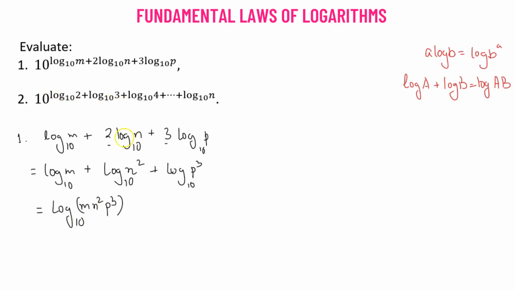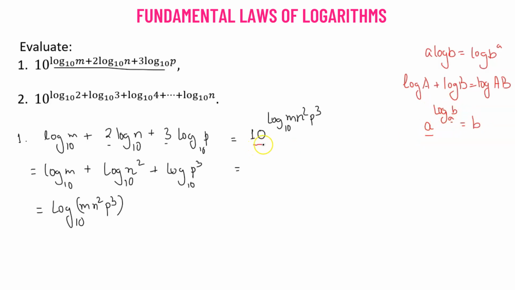Now coming to our actual problem. Here we have 10 raised to the power of this expression which I've already reduced to, log of m n squared p cubed with a base of 10. Now we will use a property of logarithm which says that if we have a raised to the power of log of b with a base of a, where the base of the exponent is a and the base of the logarithm is also a, when they are exactly equal, then the entire expression becomes equal to b.